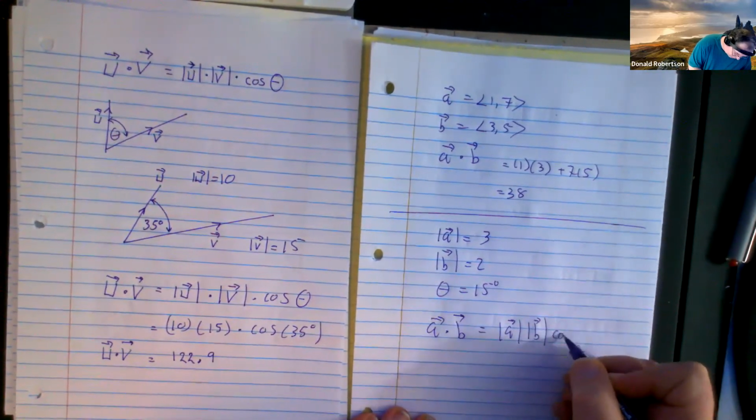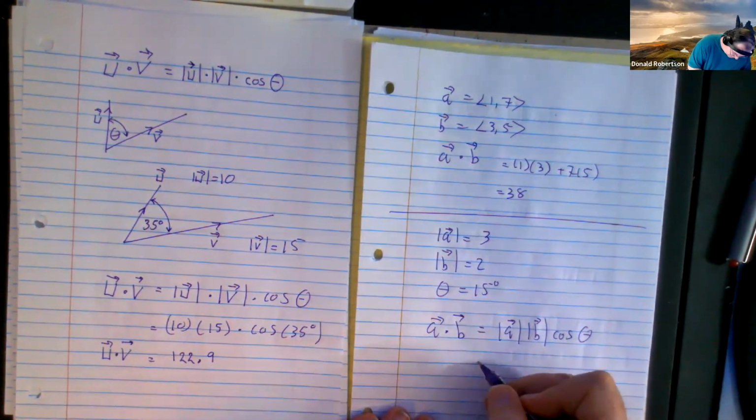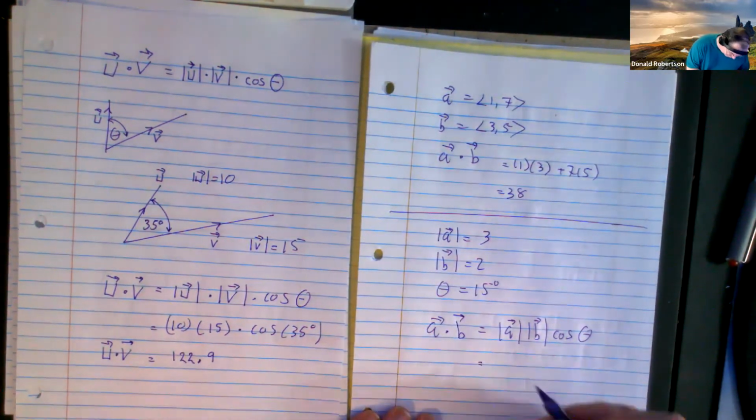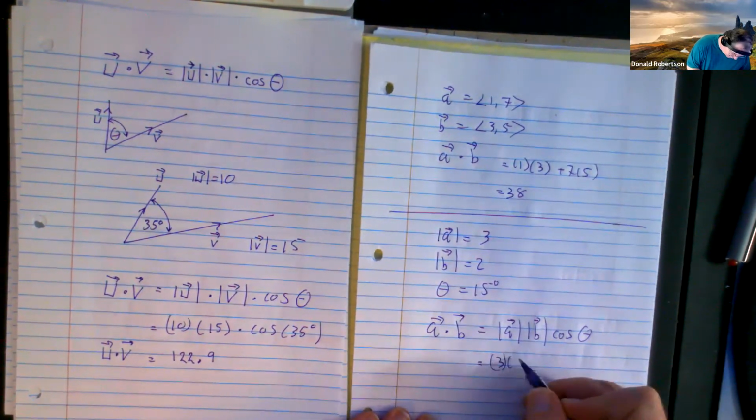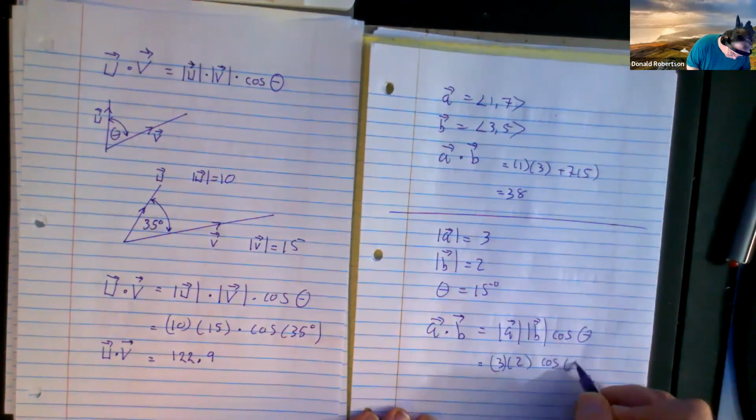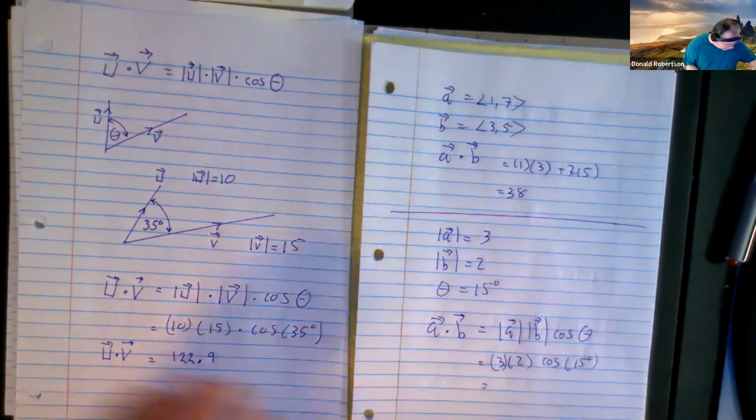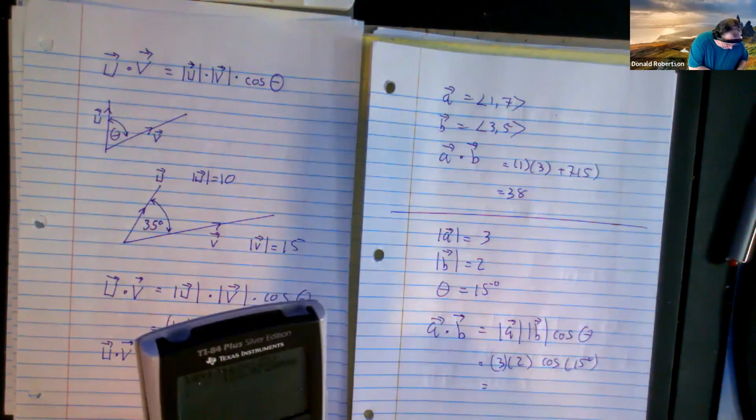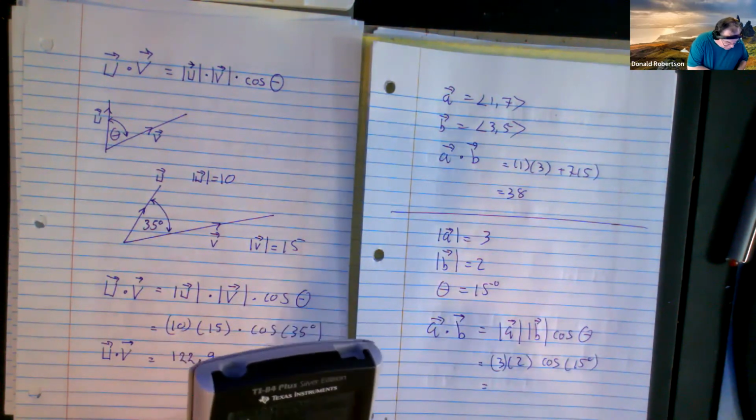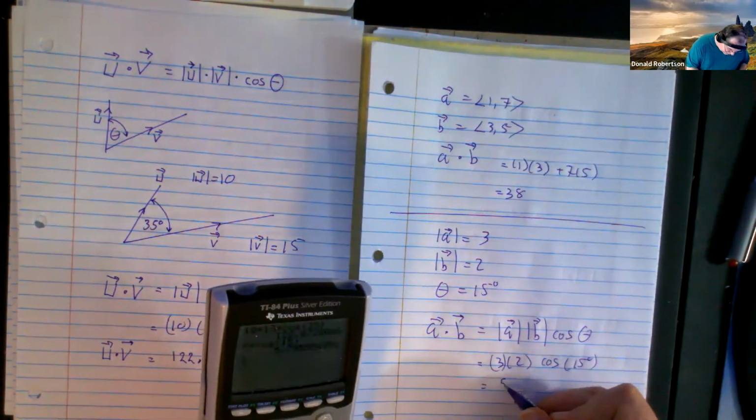And although the formulas are quite different, they both give you the dot product. So this would be 3 times 2 times cosine of 15 degrees. I guess since I've started it, I should finish it. So 6 times cosine of 15. That's about 5.8.